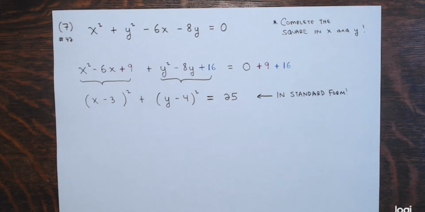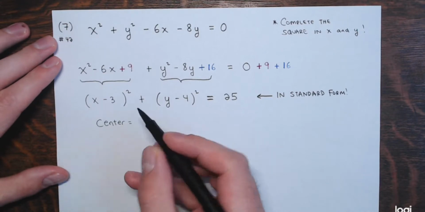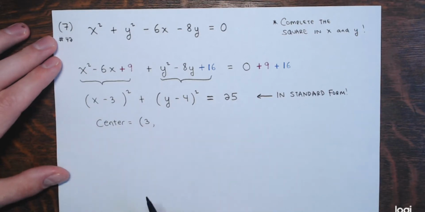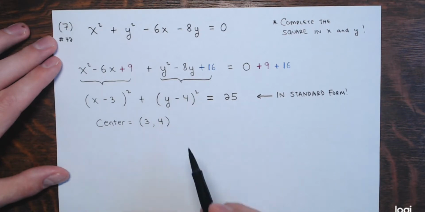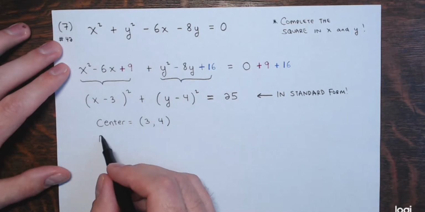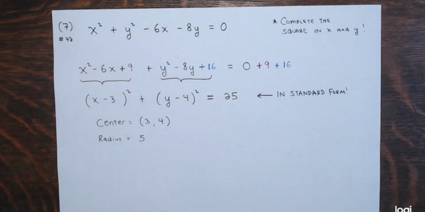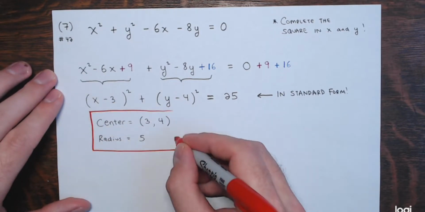Now that it's in standard form, you should be able to easily identify the center of this circle. X minus 3, so 3 is the x coordinate of the center. Y minus 4 squared, so 4 is the y coordinate of the center. So the center is the point 3, 4. Remember, this number is the radius squared. So the radius squared is 25. That means the radius is the square root of that, the positive 5. So it has a center at 3, 4 and a radius of 5.